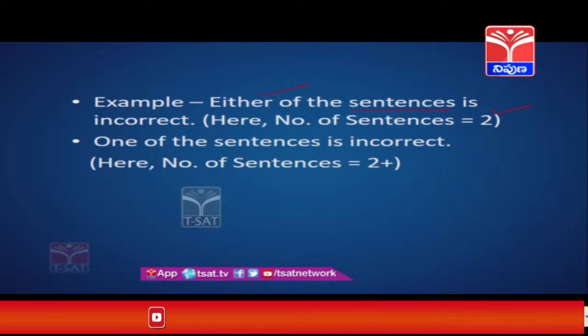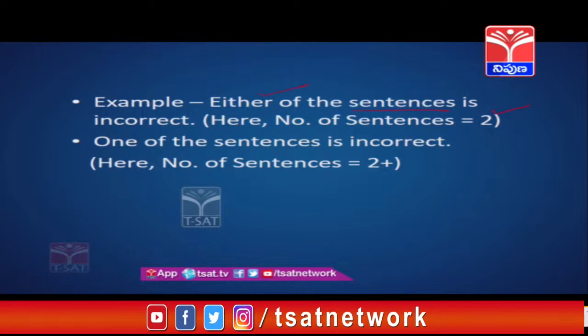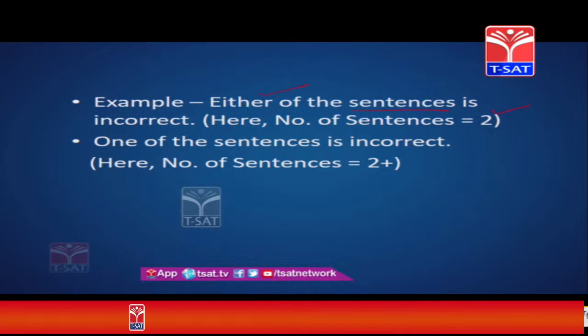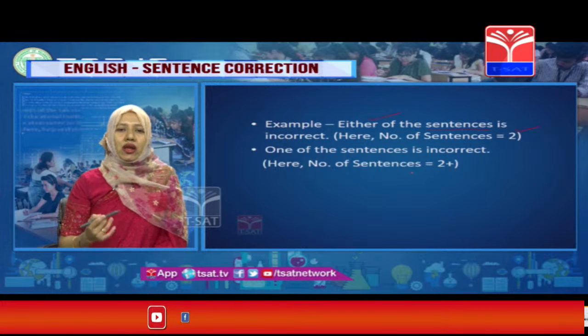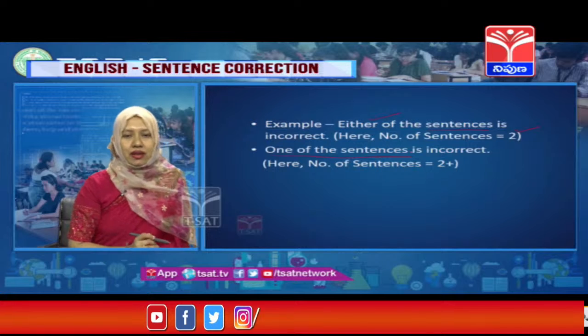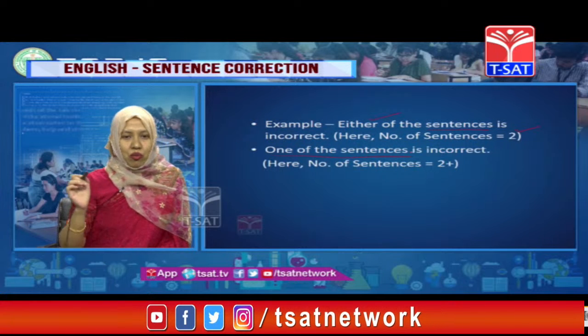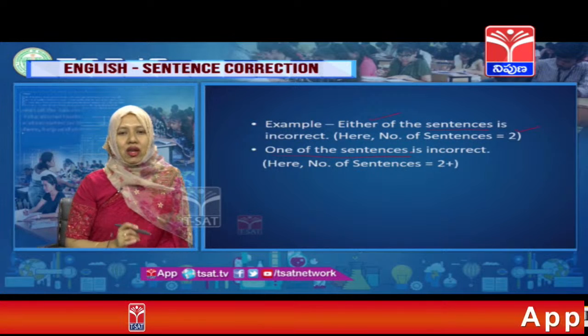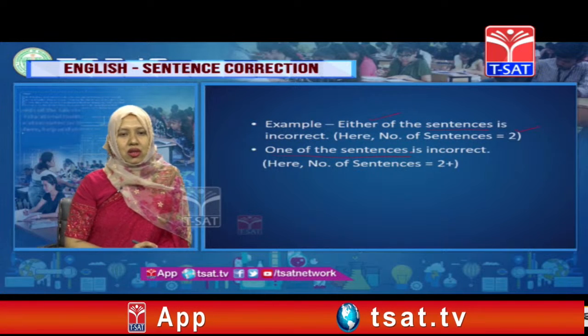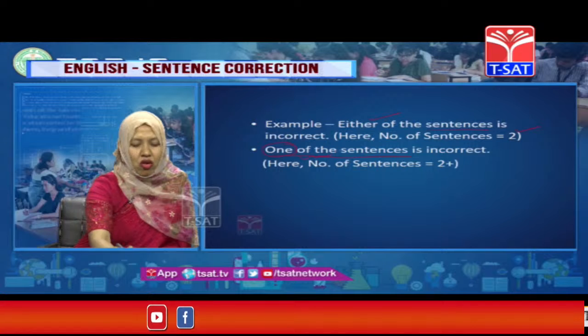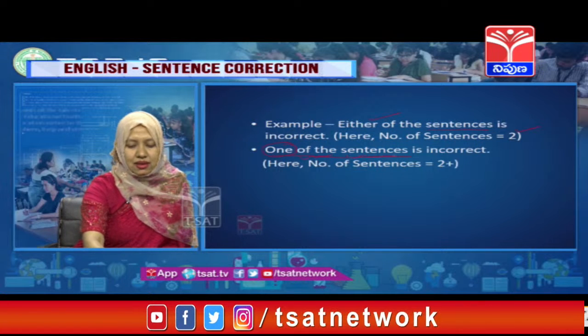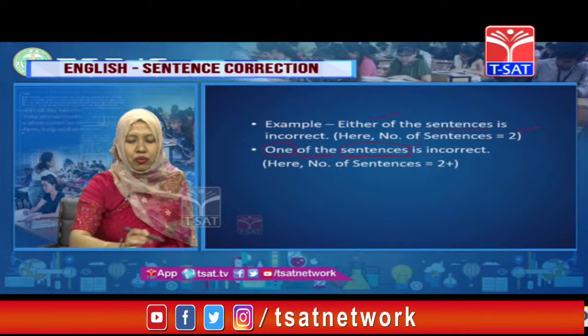It can be one sentence, it can be two. Out of two sentences, either of the sentences is incorrect. One of the sentences is incorrect, or in a paragraph there are many sentences, we say one of the sentences. There are many sentences, you are pointing out one sentence and you are saying that one of the sentences is incorrect. So always remember, when the sentence starts with one, it should be followed by of the sentences. This noun should be plural, the S should be there.